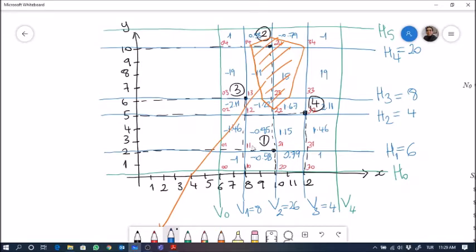So this blue line here is the first horizontal line that crosses department number 1. The second horizontal line crosses department number 4. The third horizontal line crosses department number 3. And the last horizontal line, number 4, crosses department number 2.